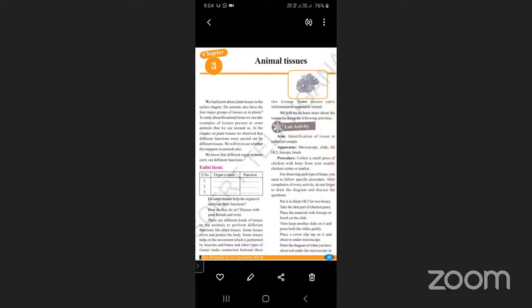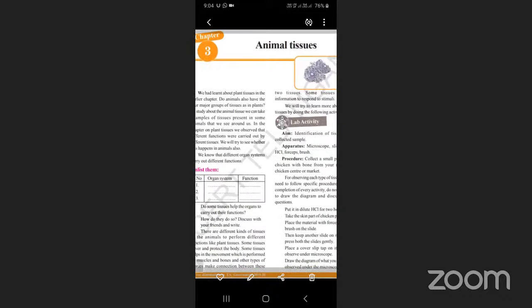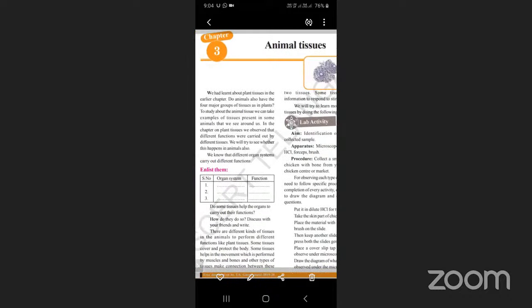Okay. So here, before starting this lesson, animal tissue, we have to discuss a great person. That person is Marcello Malpighi, 1628 to 1694. Okay, date of birth and death.